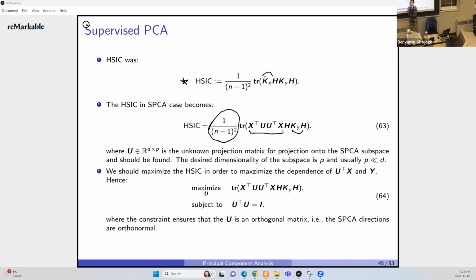Hence, it is supervised because I'm maximizing the dependence between the projected data and the labels. So I'm using labels, with respect to U. Which U does that? So I maximize this HSIC. Of course, if I just have this maximization without a constraint, what happens? Can you solve it for me? Maximize this trace with respect to U, without any constraint. What is the solution?